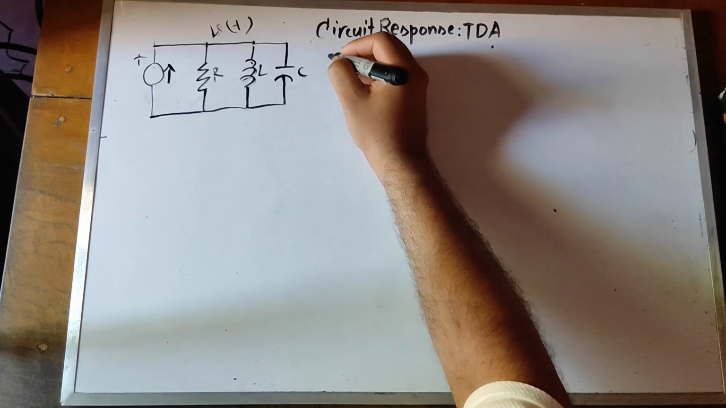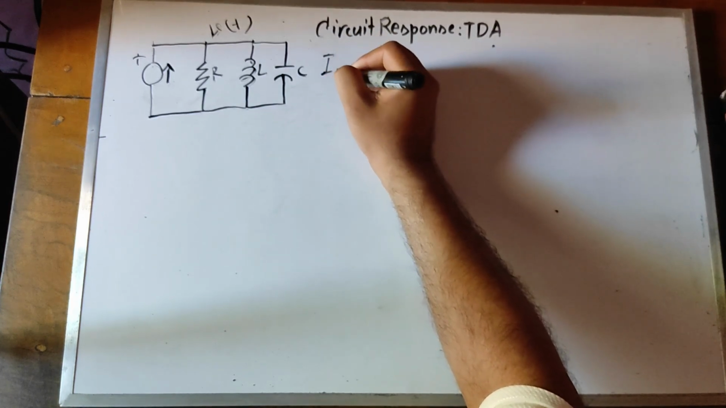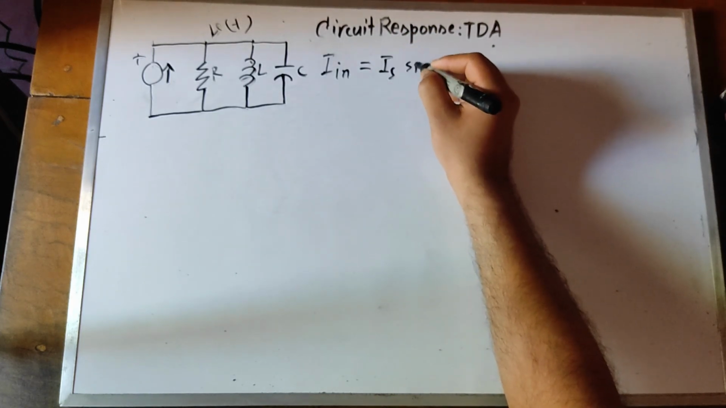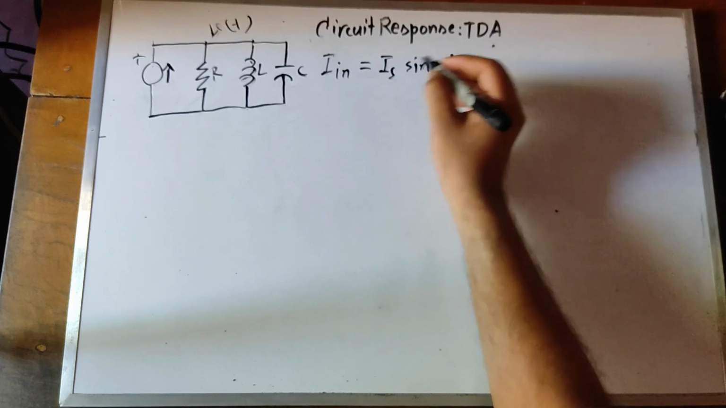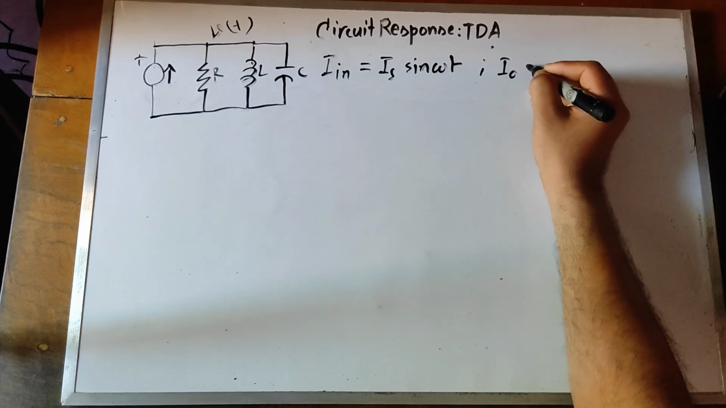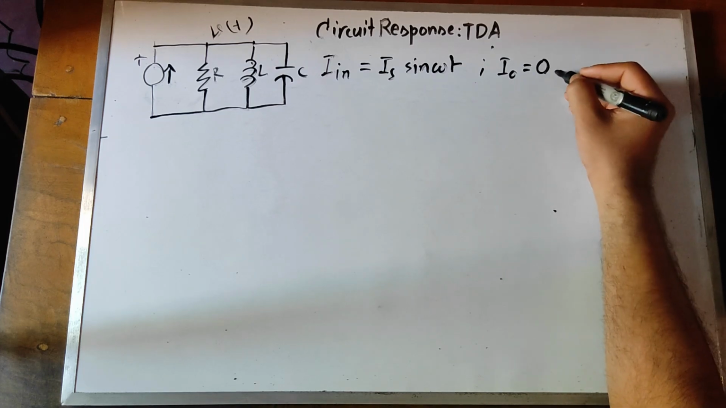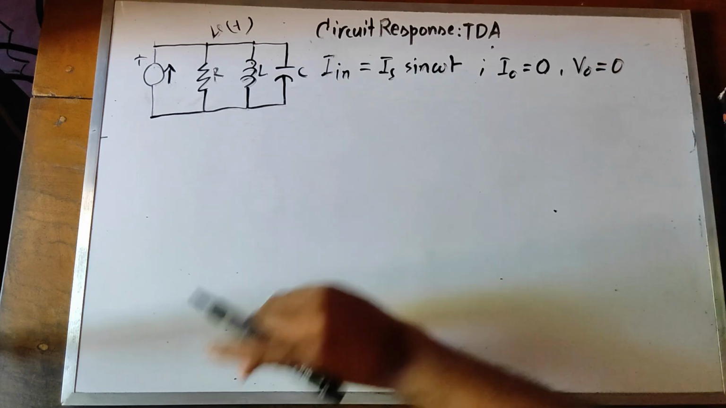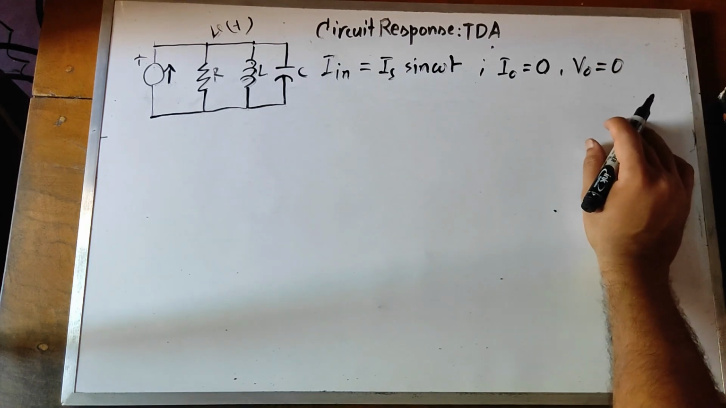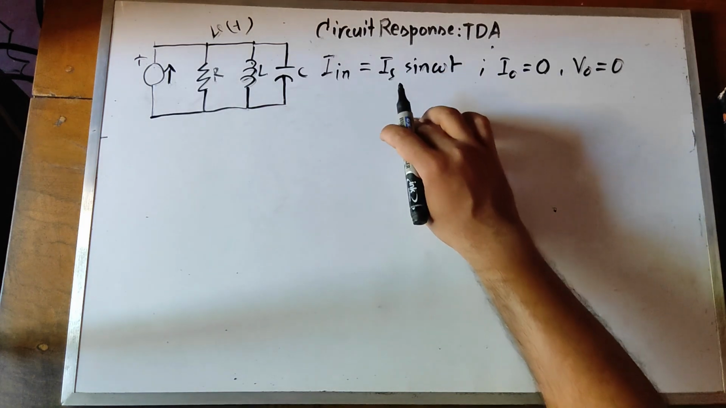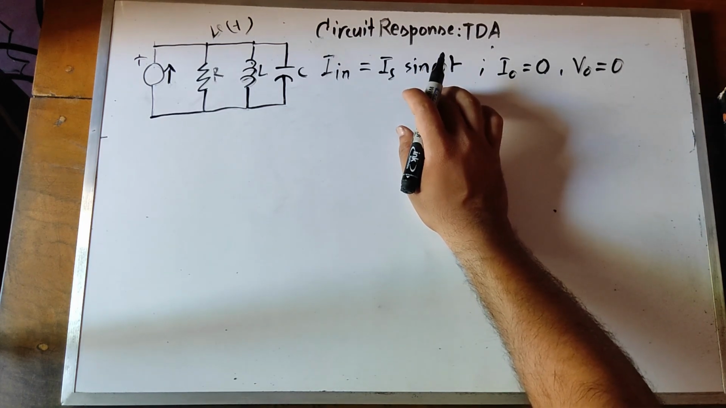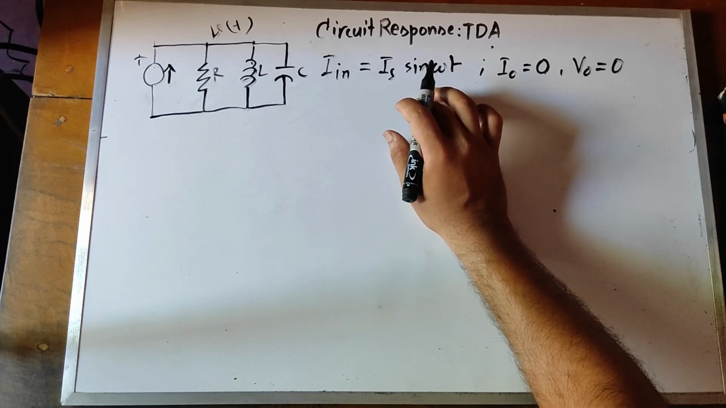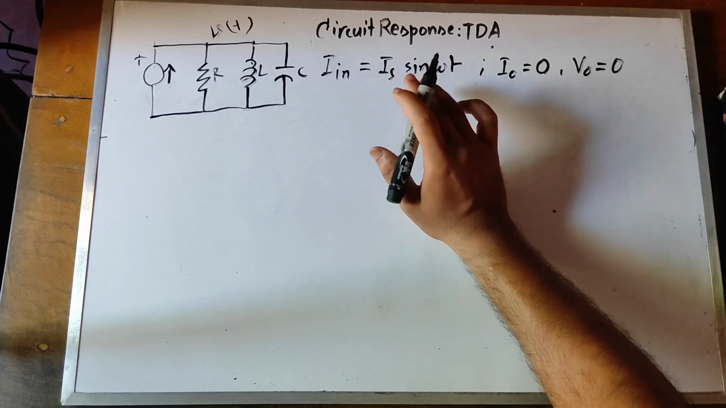I'm going to assume the current input is I in magnitude times sine omega t, and I'm also going to assume the initial current through the inductor is 0, and through the capacitor the initial voltage is also 0. I'm not going to consider this. I'm just going to consider this as sine omega t. And even for the sinusoidal input, I'm going to ignore the transient introduced by the input.